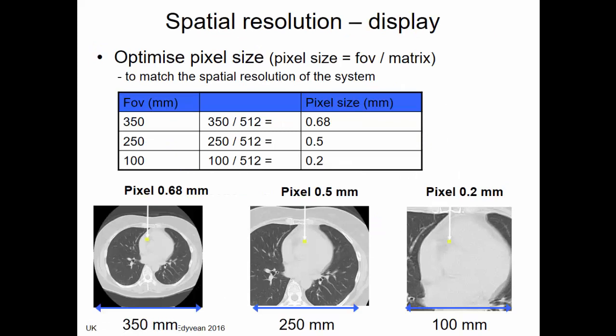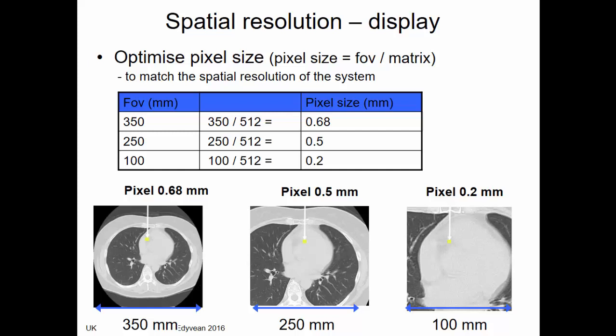Here, one thing you perhaps need to be aware of is the field of view. On the left, we've got a 350mm field of view. So regardless of what the intrinsic spatial resolution of your scanner is, it might have really fine detectors, you are reconstructing that 350 by 350mm over 512 pixels. So each pixel size is 0.68 by 0.68 millimeters. That's all you're going to see, because fundamentally 350mm distributed over 512 pixels is going to give you that value.